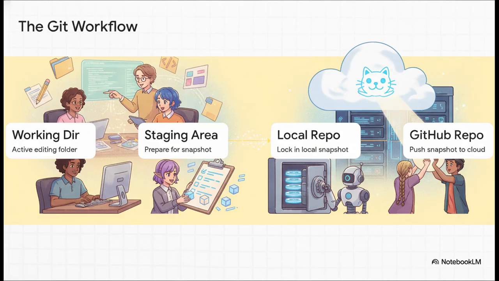When you're ready to bundle some changes together, you move them to the staging area. Once staged, you lock them into your local repository as an official snapshot. And finally, you push that local snapshot up to the cloud, right into the GitHub repository.